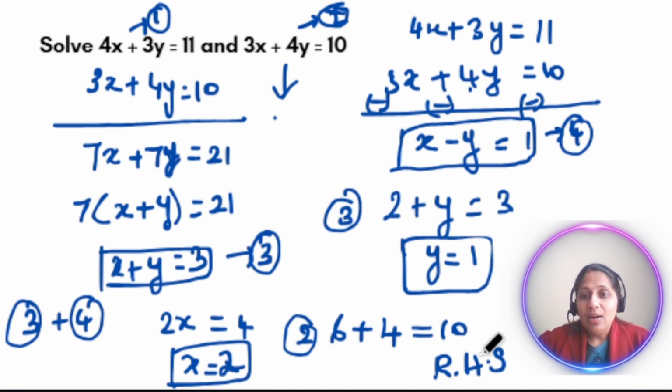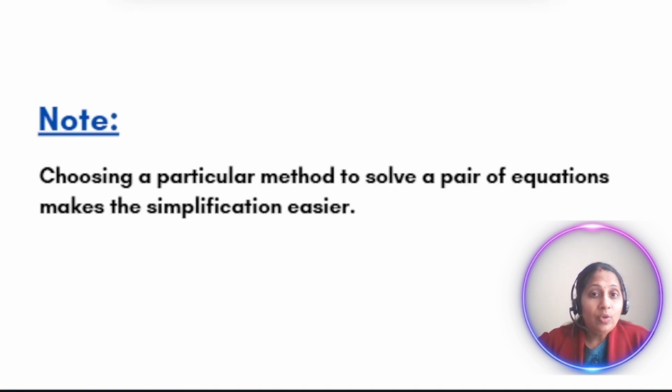Clear? Now, you have to note one thing. Choosing a particular method to solve a pair of equations makes our simplification much easier. Elimination is also easy. Substitution is also easy. For some, substitution may seem very easy. For some, elimination may look very easy. And the most commonly used method is either substitution or elimination. So you can choose whichever works fine for you.